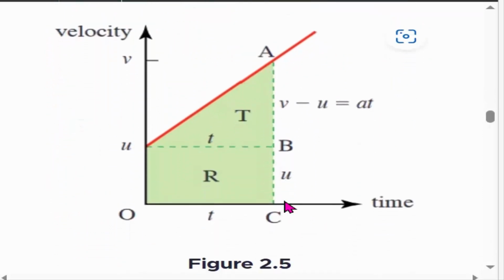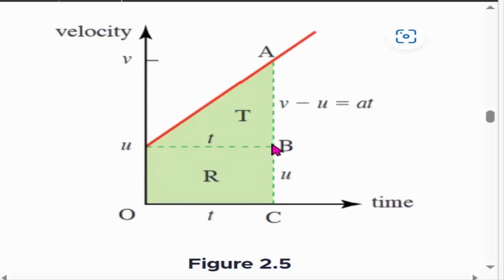Please look at this figure. We earlier showed that u is the initial velocity and v is the final velocity, and we took the area of the trapezium by taking (u plus v) times t by 2. Now we take it separately: T is the triangle here, R is the rectangle here.